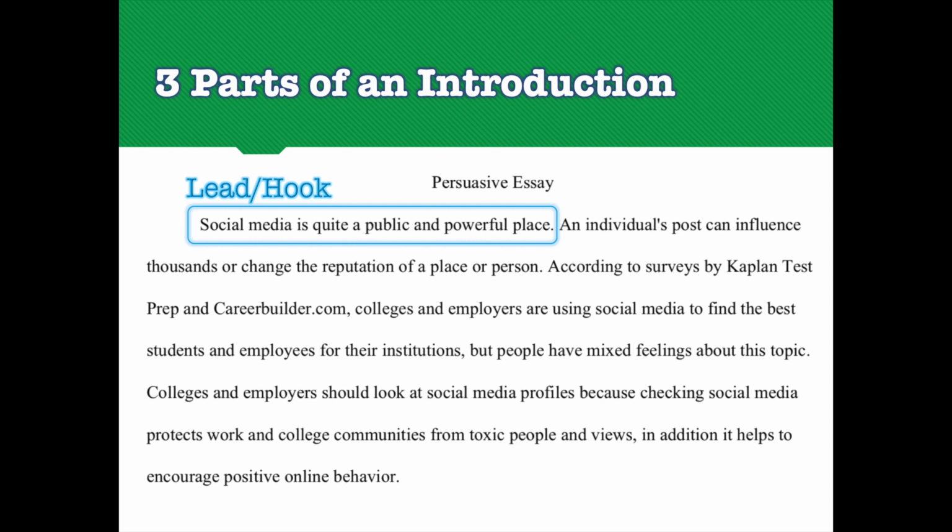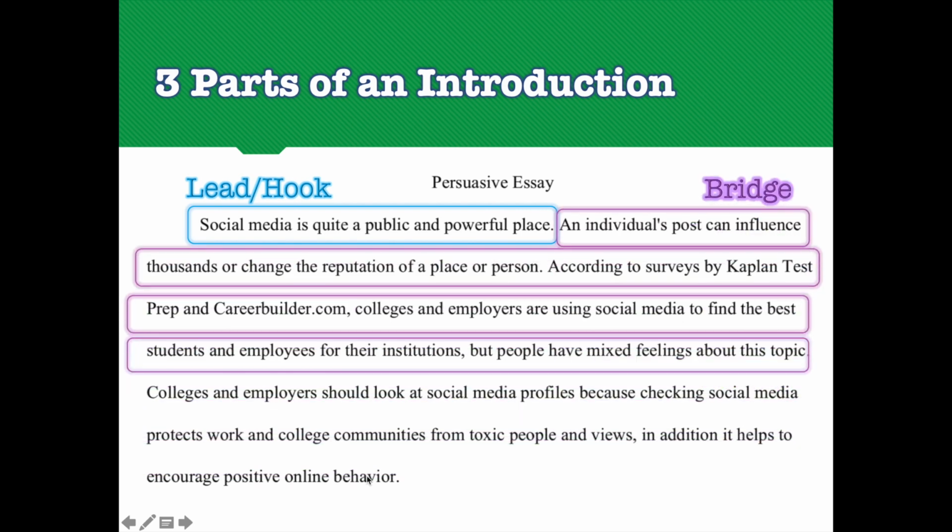Shouldn't be too hard. It's got a clear starting point right here at the end of the lead. All you've got to do is figure out where the thesis begins, that last sentence of the essay, and there's your bridge.